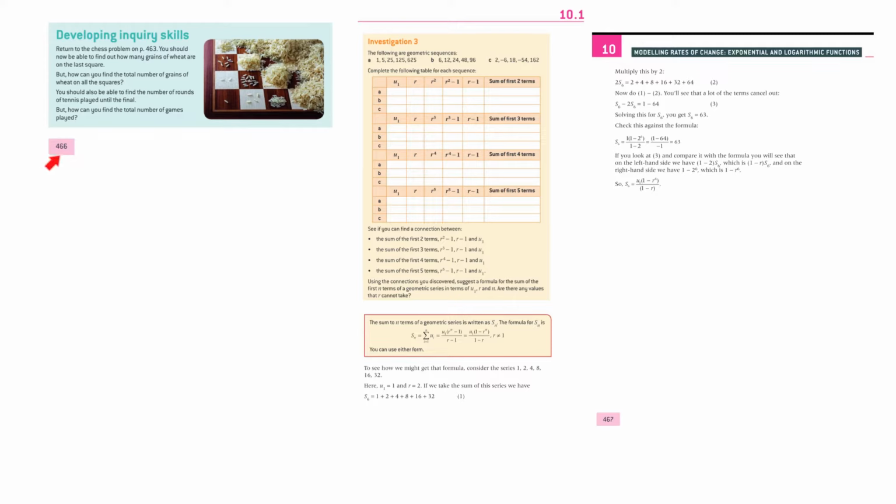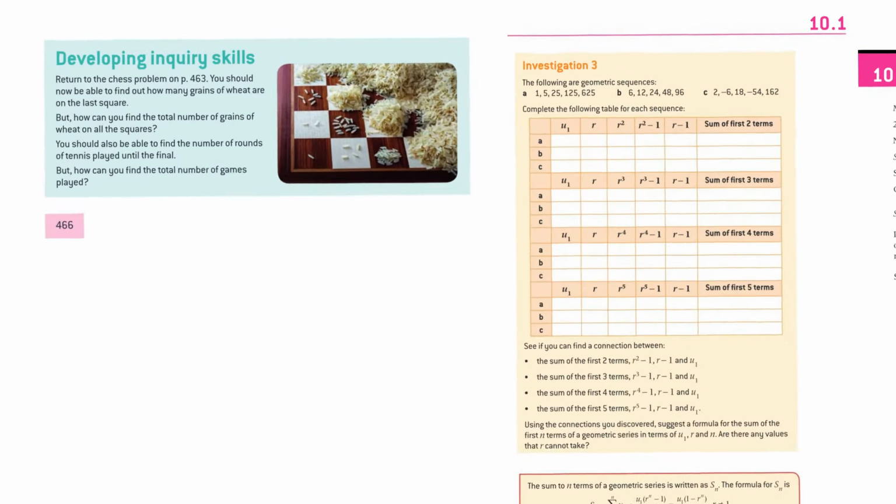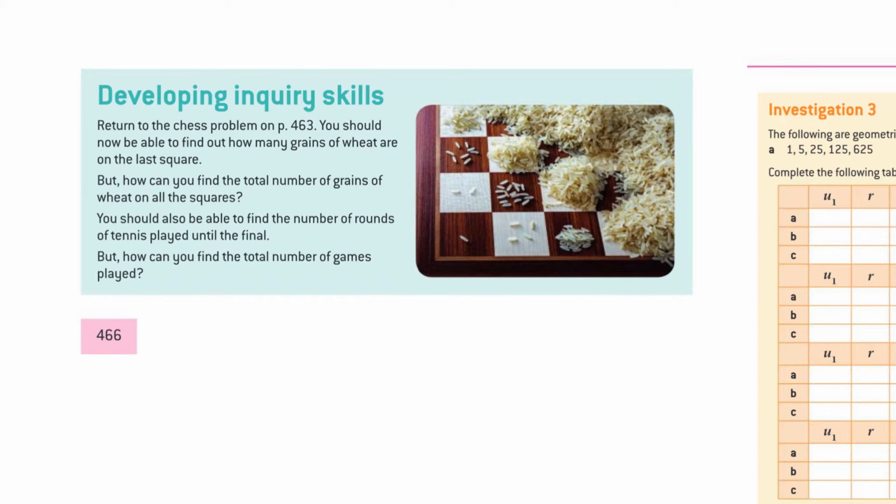Okay, let's have a look at page 466, Developing Inquiry Skills. Return to the chess problem on page 463. That was the one where you put 1 on the first square, then you double it and you got 2, and you double it and you got 4, and then you double it and you've got 8, 16, 32. And we keep on doubling it.